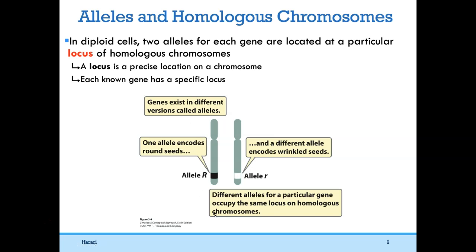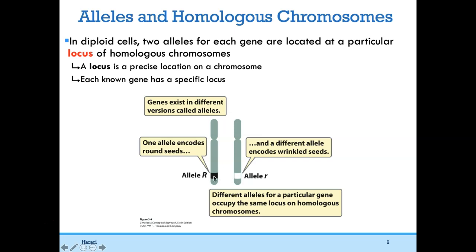Let's say we're looking at a gene for seed shape, the shape of a seed. One allele might encode for round seeds. A different allele of the seed-shaped gene might encode for wrinkled seeds. Right?